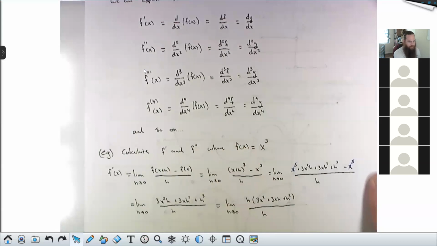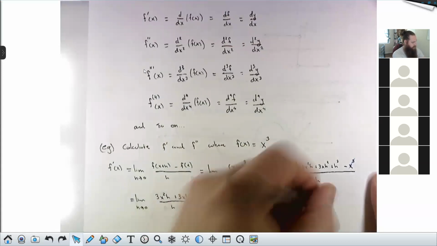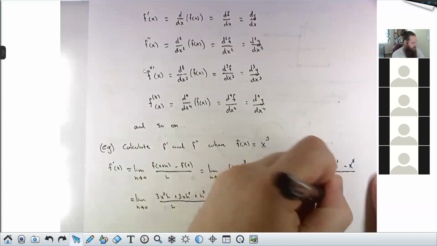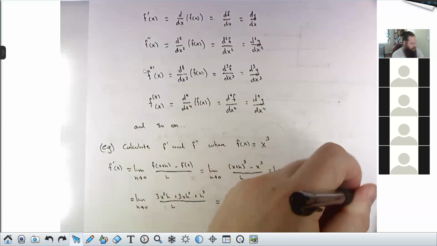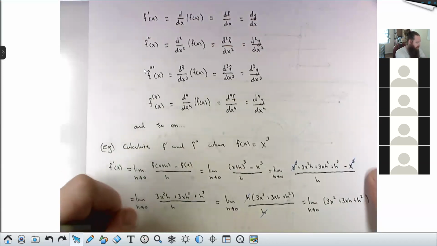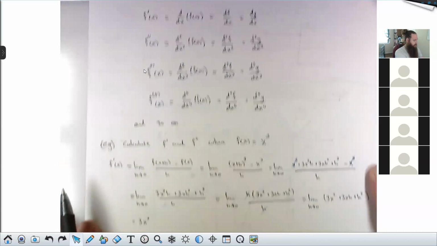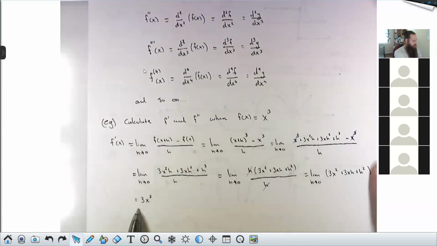So when I factor the h out from the numerator, I have left 3x squared plus 3xh plus h squared. That factored h will cancel with the h downstairs. And this is the limit as h goes to 0. All that survives is 3x squared plus 3xh plus h squared. And now I can plug in h equals 0. I just get 3x squared. This and this both go to 0. So if f of x is x cubed, then f prime of x is 3x squared.